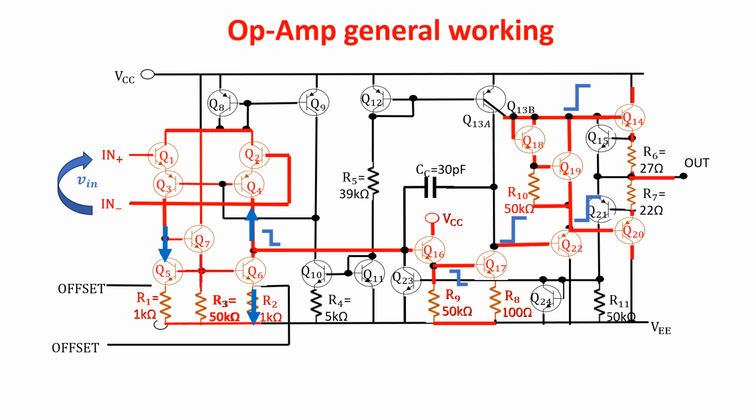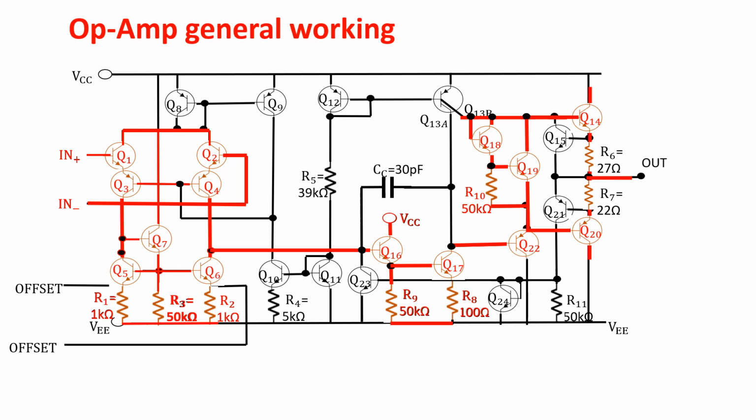This voltage switches off Q20 and on Q14, providing current and a positive voltage drop to the load. Now let's see the general working under a current point of view. Applying a voltage to the inputs, the differential pair Q1, Q2 and the current mirror Q5, Q6 and Q7 produce a current GMV in this node here, where GM is the transconductance of the first stage. Part of the current comes from the base of the second stage.